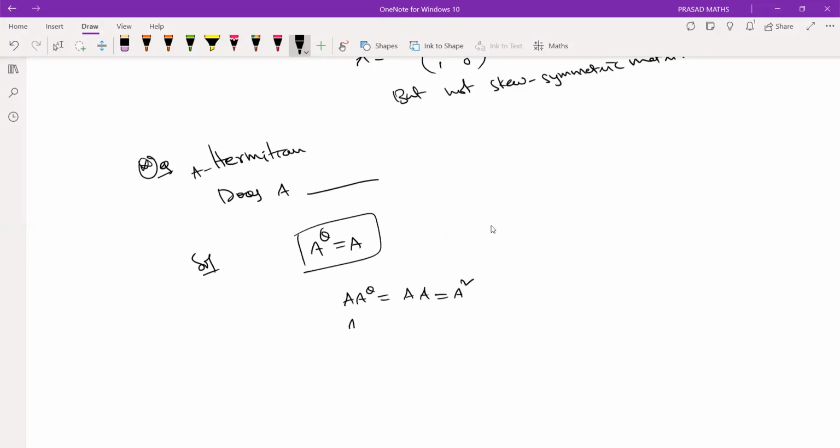Similarly, A theta into A. What is this? A into A, that is nothing but A square. Therefore, both are the same. Therefore, it is normal. Now, a Hermitian matrix is always normal.